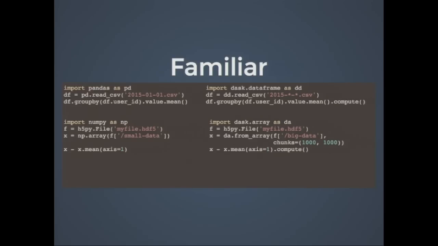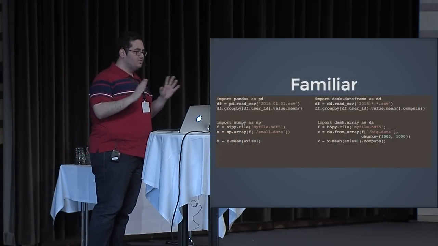And the same thing on the left side where I have the NumPy code, and on the right side where I have the Dask array. As we can see, it's really familiar. I don't have to learn a new API. I don't have to learn a new thing. I can just import Dask and use it right away.